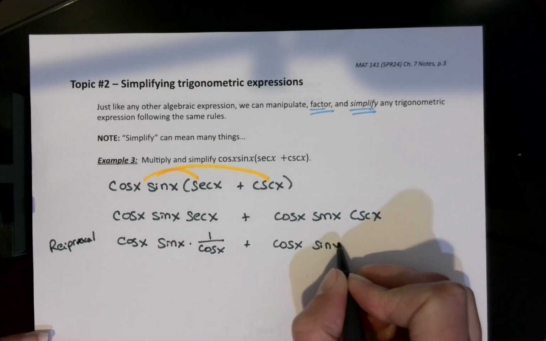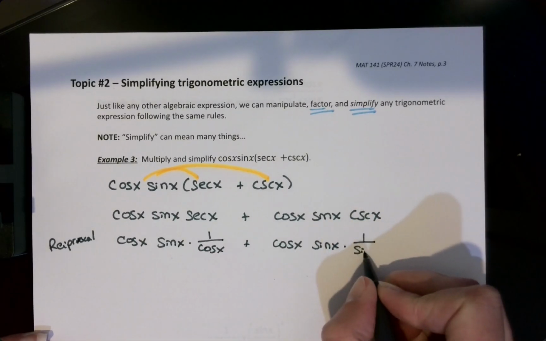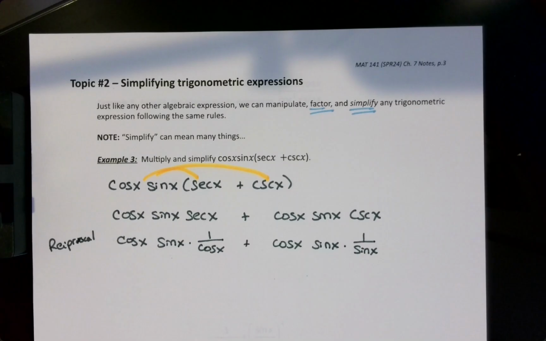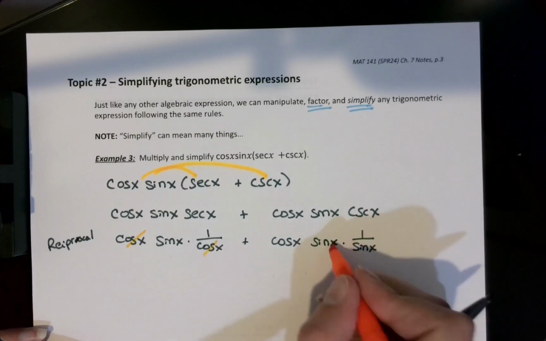The goal in this one was to multiply and simplify. Simplify can mean many things. In this case, this is simplified because I was able to use identities in such a way to give an answer that had fewer trigonometric functions. So this is going to be simplified.